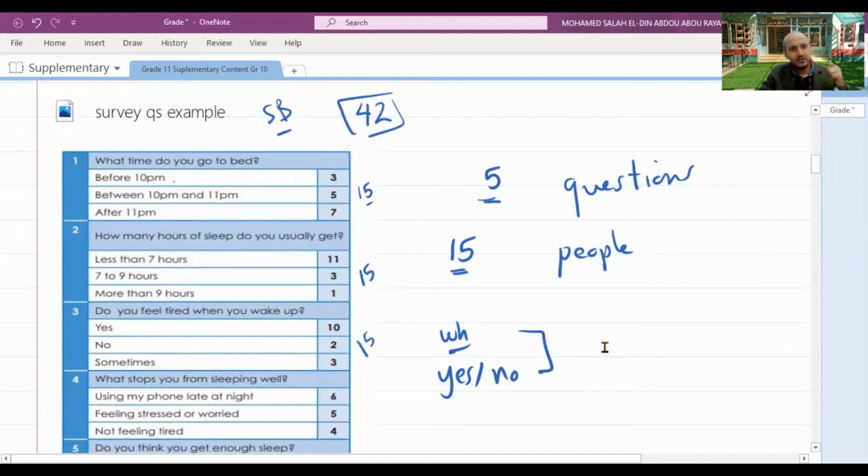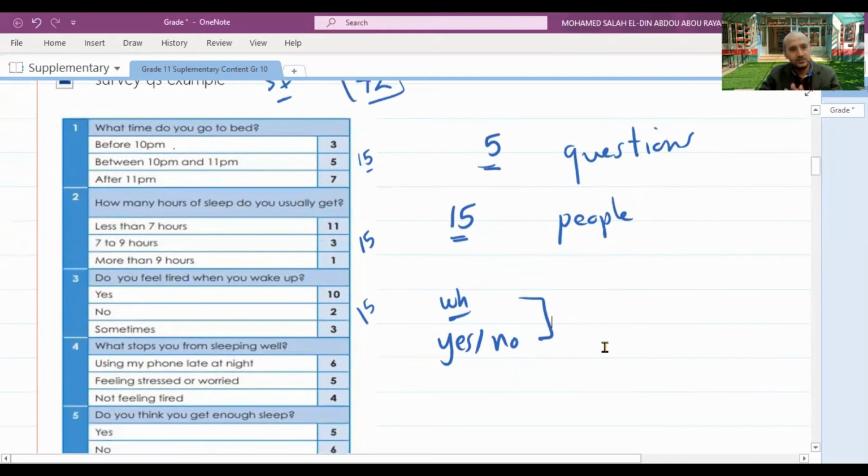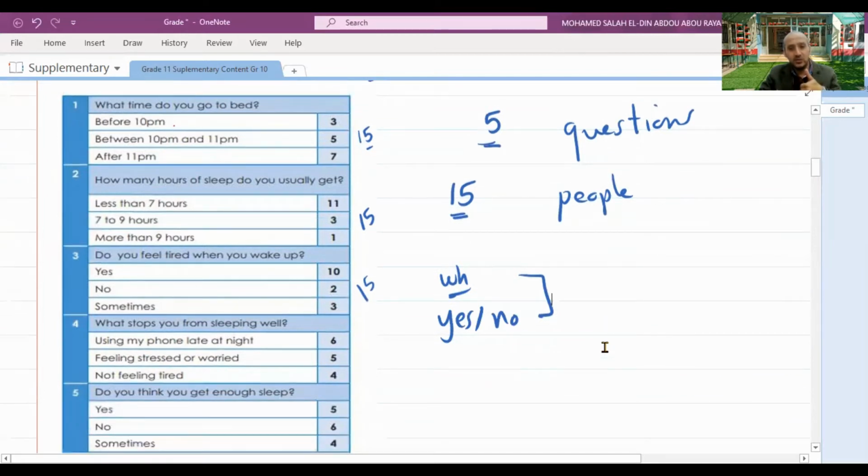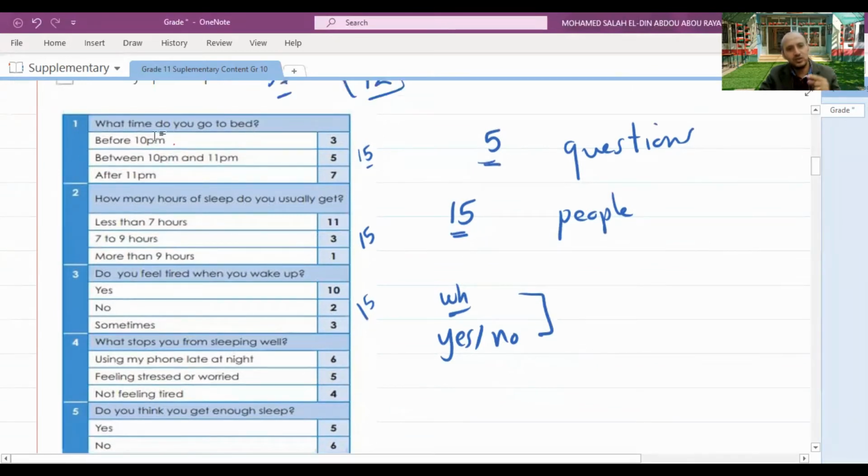So again, in this survey, we have 5 questions. We have 15 people who we did the survey on. And here, when you make a question, you make multiple choice. These 2 types of questions were multiple choice. So you give them 3 choices and they choose. So for example, what time do you go to bed?